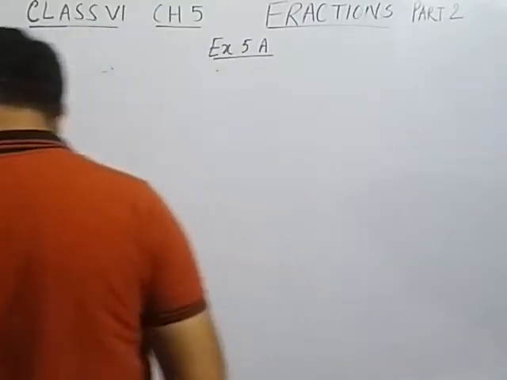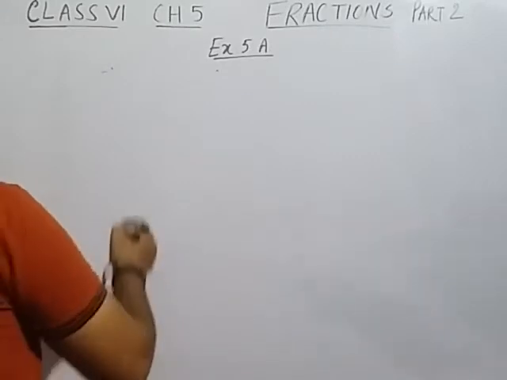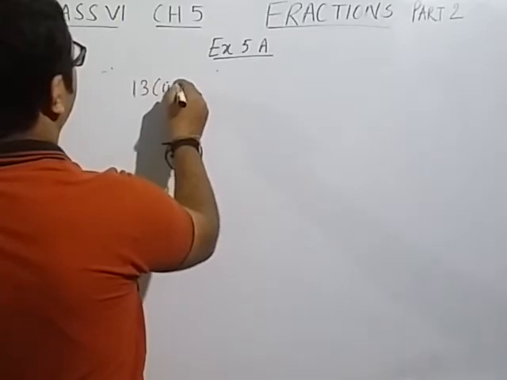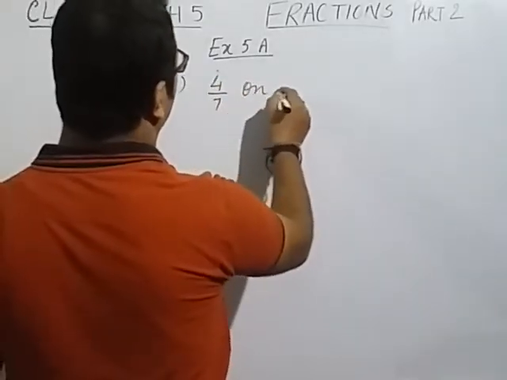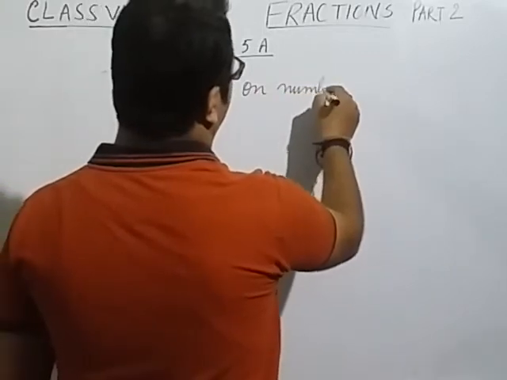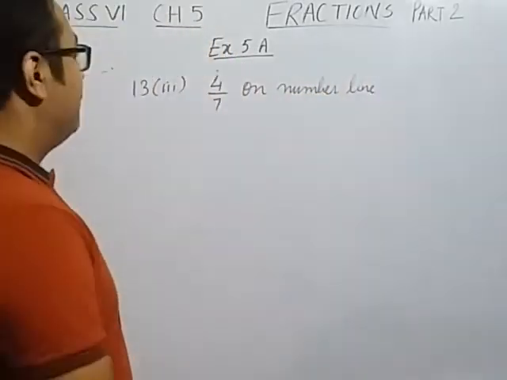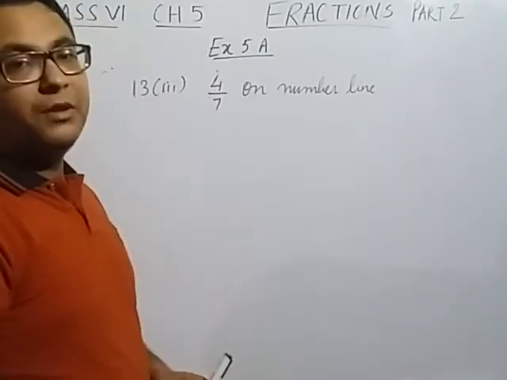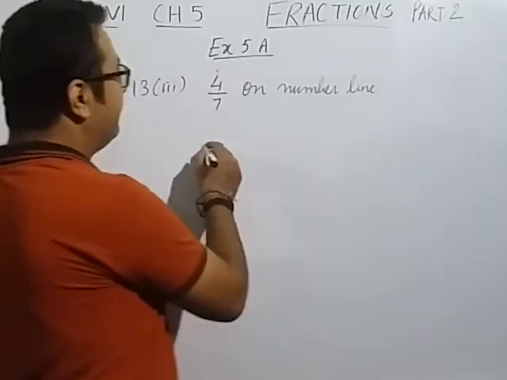Now, the next question is question number 13, third part. We need to represent 4 upon 7 on the number line. Okay. So first thing we will do, we will find this fraction 4 upon 7 lies between which two numbers? It lies between 0 and 1.